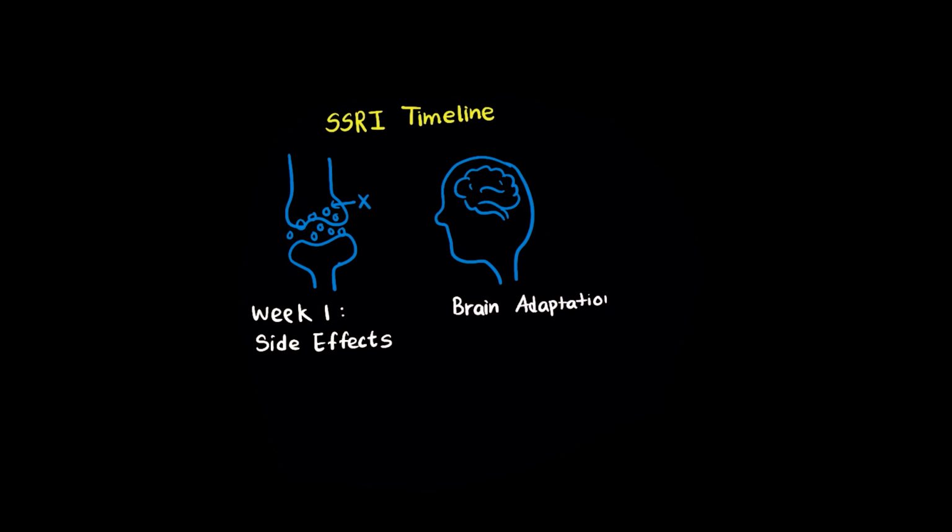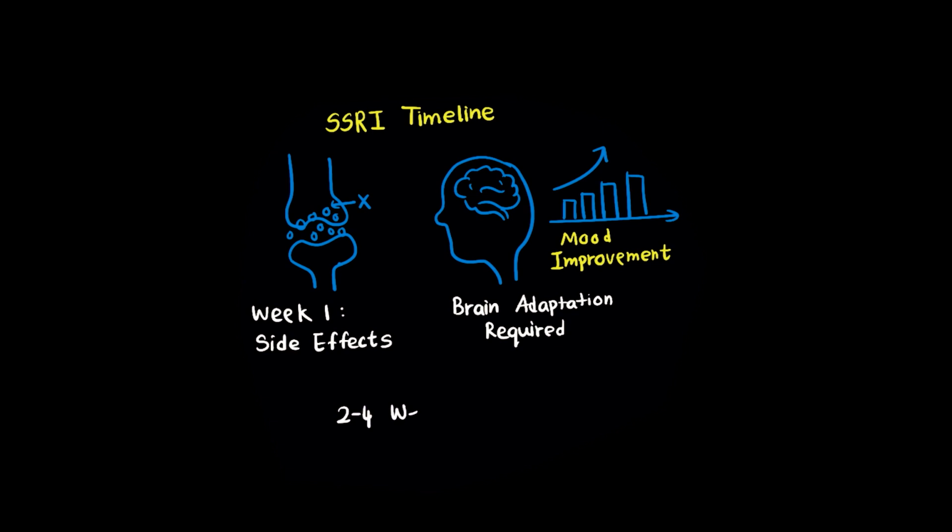During the first week, patients may experience side effects like nausea or headache. Physical symptoms like sleep and appetite may improve first. True mood elevation typically requires 2-4 weeks as the brain undergoes neuroplastic changes. Some patients may need 6-8 weeks for full therapeutic effect. The correct answer is 2-4 weeks because this is the typical time frame for SSRIs to produce noticeable mood improvement in depression.